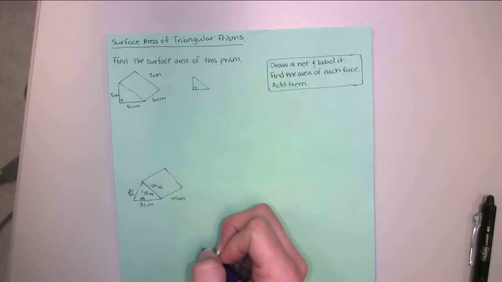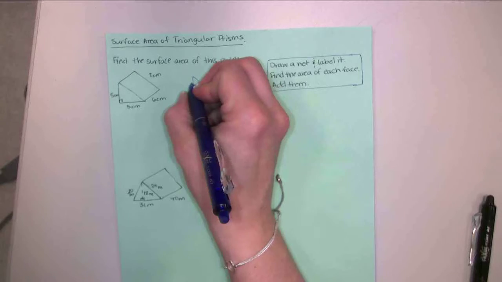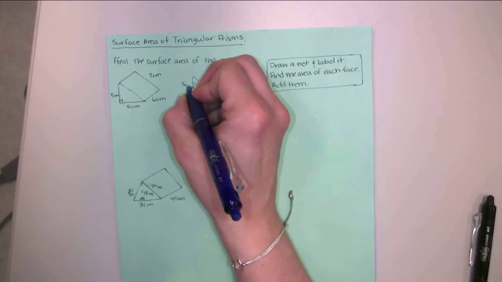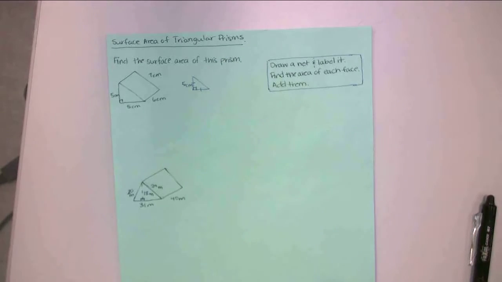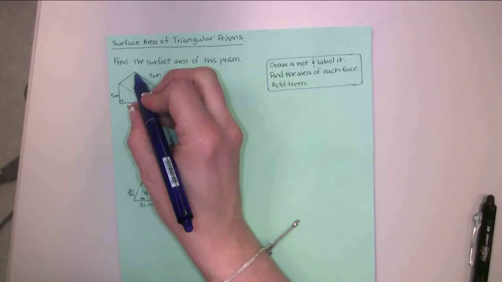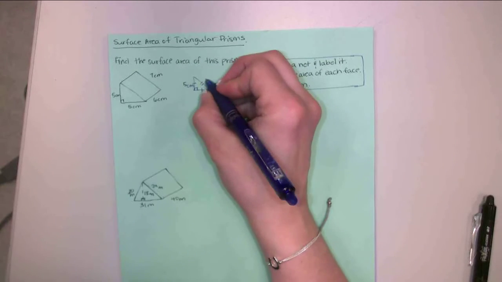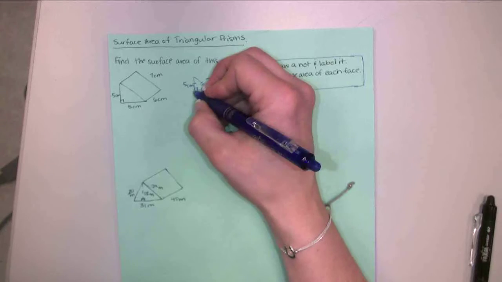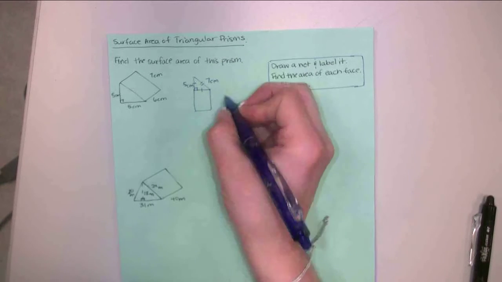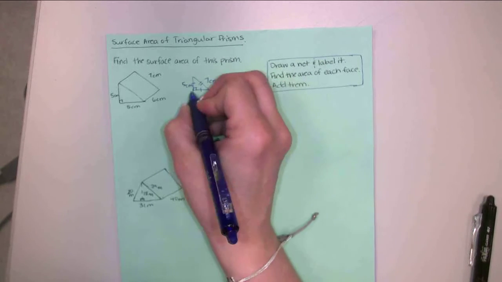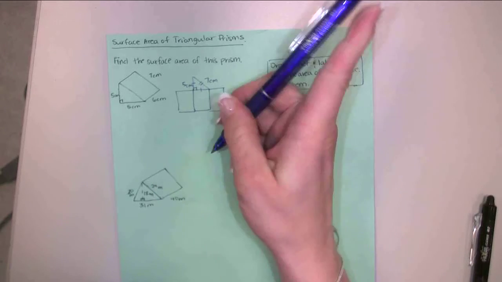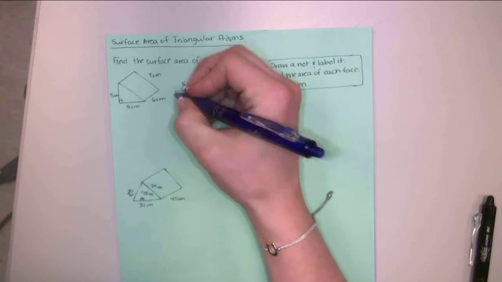I always like to start with my triangular face. So my base and my height are 5 centimeters. Here our hypotenuse is 7. And then from there I'm going to build out my rectangular pieces. And I'm going to determine where those pieces will fold.